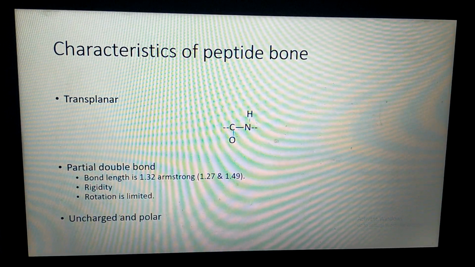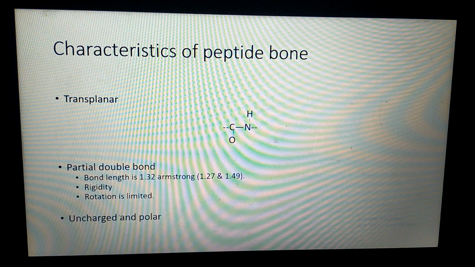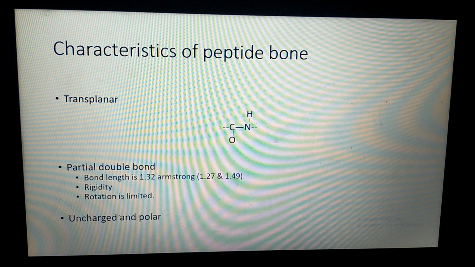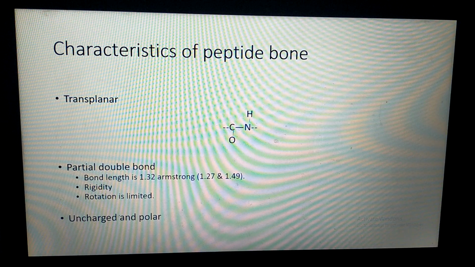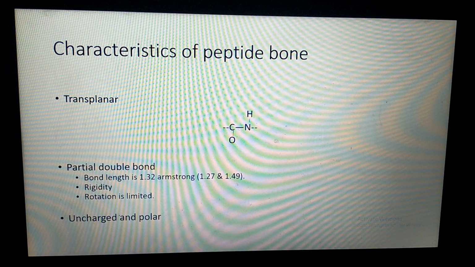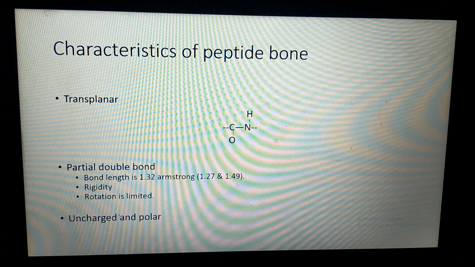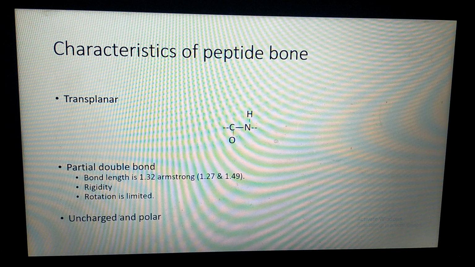Now we will study some characteristic features of the peptide bond. First, it is transplanar. Transplanar means if one group is present on one side, then the other group is present on the other side. For example, as shown here, the oxygen of the CONH group is present on one side and the hydrogen atom of the CONH group is present on the other side. So it is also called a partial double bond because its bond length is 1.32 Angstrom, which is more than a double bond and less than a single bond.